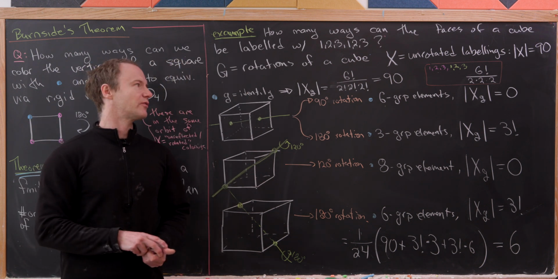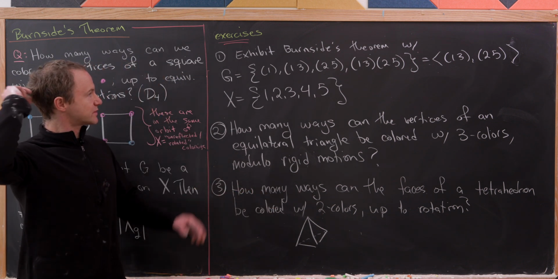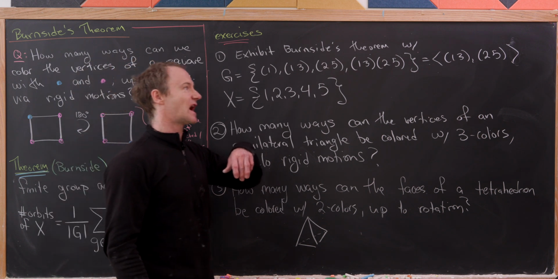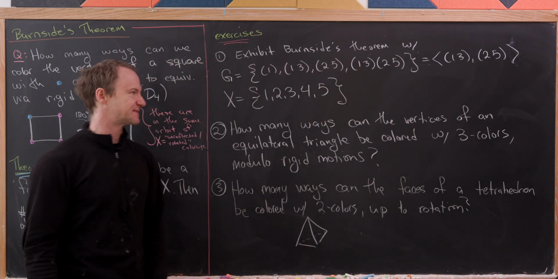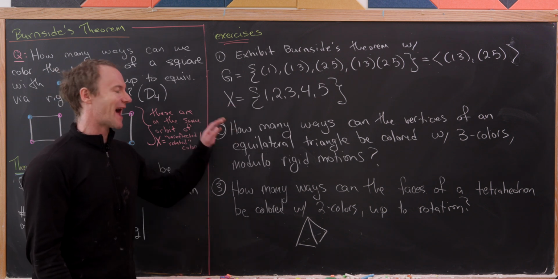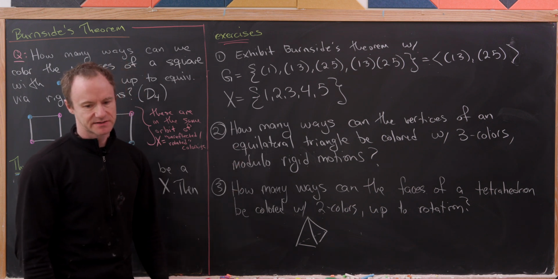All right, now I'm going to leave you with some homework exercises. All right, here are 3 exercises. The first one is to exhibit Burnside's theorem with the following group. So it's a subgroup of S5 generated by (1 3) and (2 5), those 2 transpositions. And our set X is simply the set {1, 2, 3, 4, 5}, and the action is kind of the obvious action of S5 on that set.